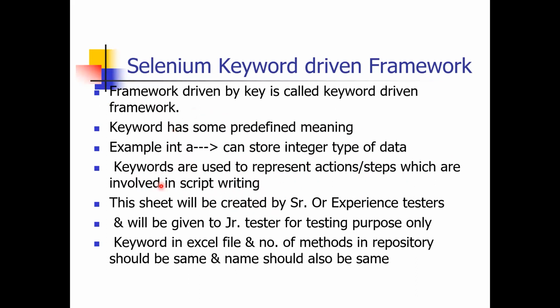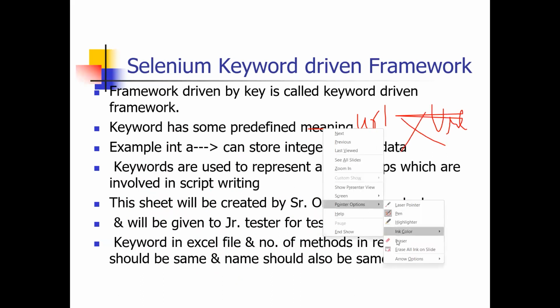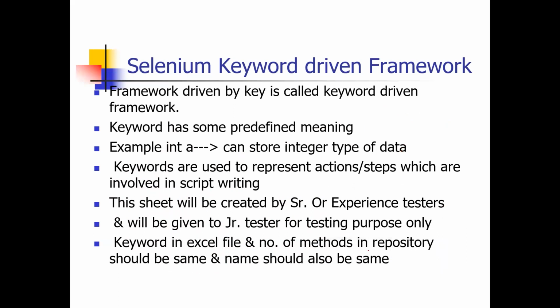The sheet in which we will store the keywords will be created by senior or experienced testers. Then this sheet is given to a junior tester for testing purposes. Always remember, the keywords in the Excel file and the number of methods in the repository should be the same. If you are storing 4 keywords, there should be 4 methods in the repository. And the names must match: suppose you use the keyword URL in small letters and in the script you use capital URL, then it will not work. Both should be exactly the same.